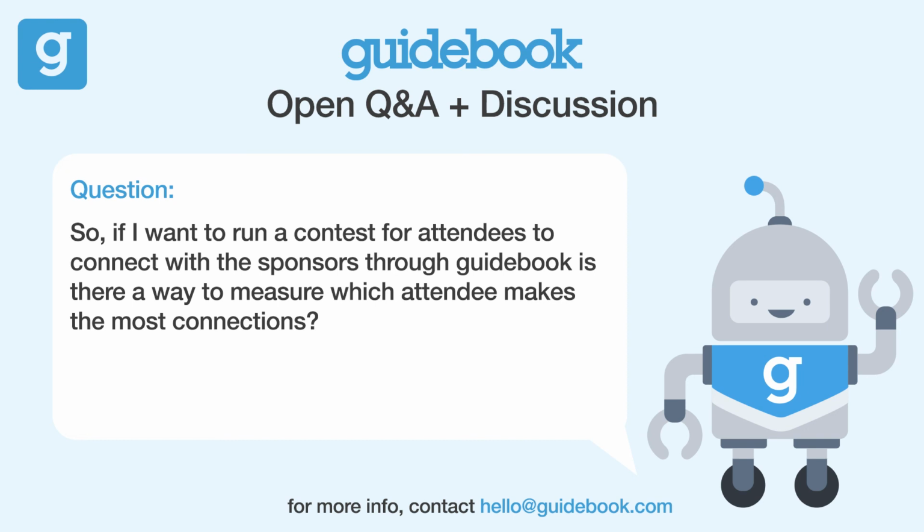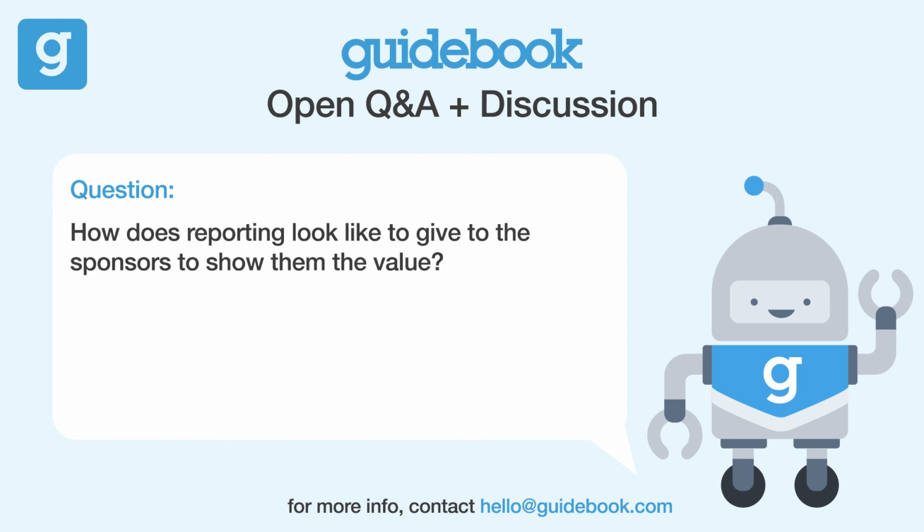Right. Perfect. And then what does reporting look like to give the sponsors to show them the value? Yeah, so we report in a metrics dashboard. We have 3 sections in there. The first is all about your guide downloads and engagement. The second is to do with your menu insights, and the third is to do with networking. In there, you'll see lots of beautiful looking graphs. You can change your date range, and you can really dive into the menu.